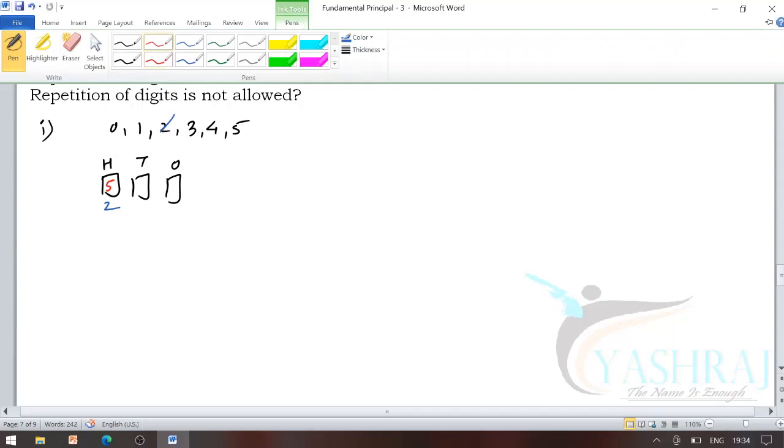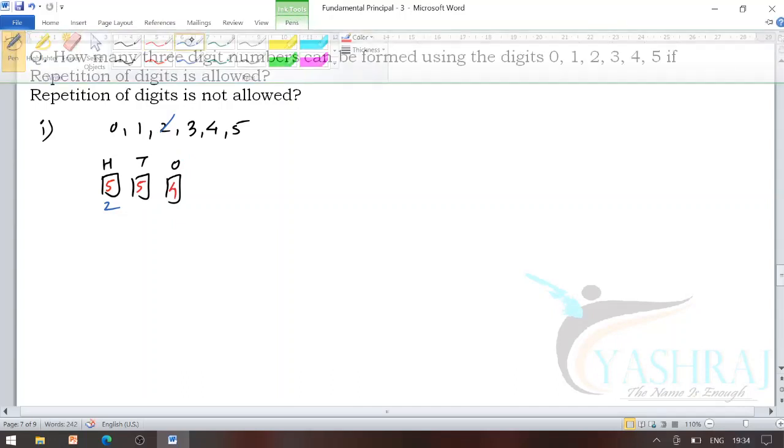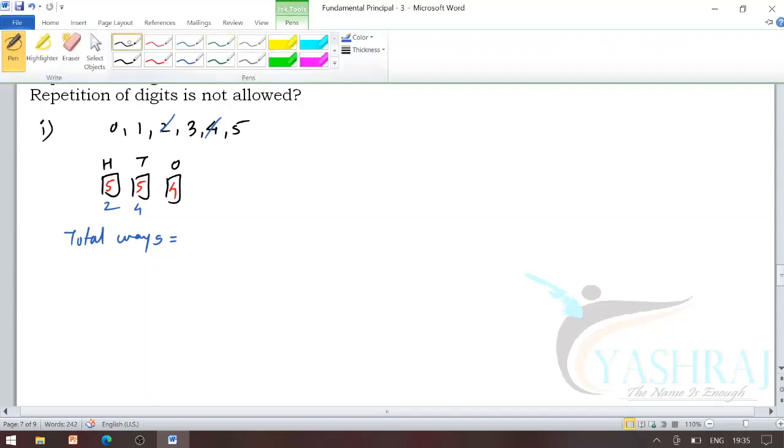So now we have 5 digits, including 0 also now. So there are again 5 ways to fill up the tens place, and following which, to fill up the ones place we have exactly 4 ways. Because under the assumption that we filled up the tens place with 4, we remain with 4 digits. So there are 4 ways to fill up the ones place. So as per the multiplication principle, the total number of ways, meaning the total number of 3-digit numbers that can be formed using the digits. We are trying it actually, the second one, repetition is not allowed, keep in mind.